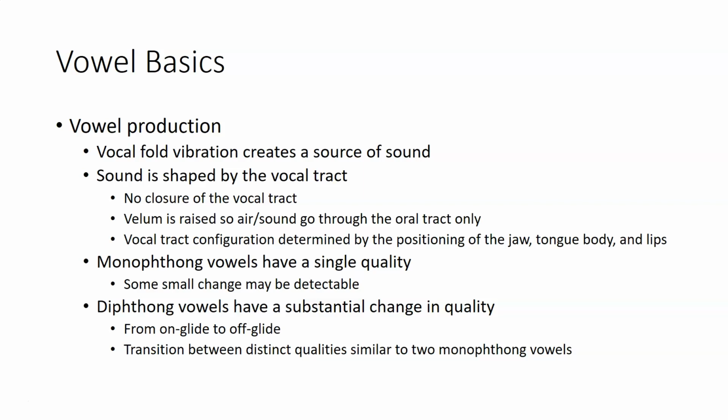In monophthong vowels, we have a single vowel quality, so one primary configuration of the jaw, tongue body, and lips. In a diphthong vowel, we have a substantial change in quality from an on-glide quality with one set of characteristics to an off-glide quality with a distinct set of characteristics.